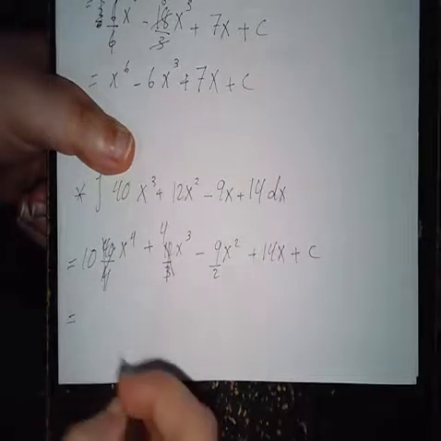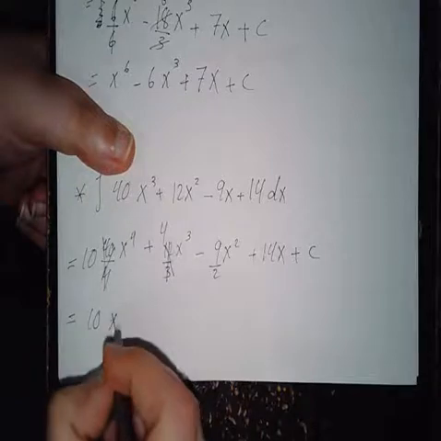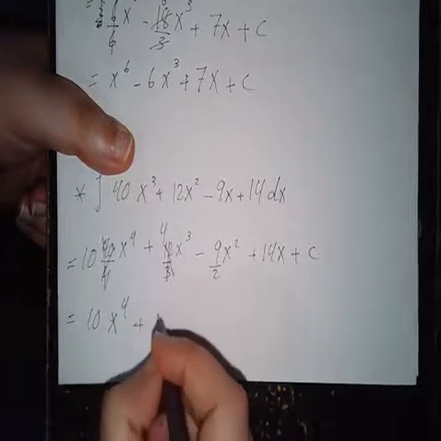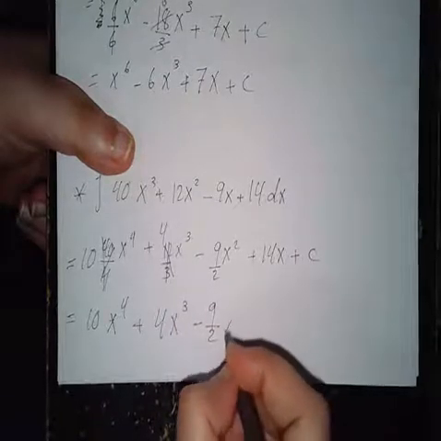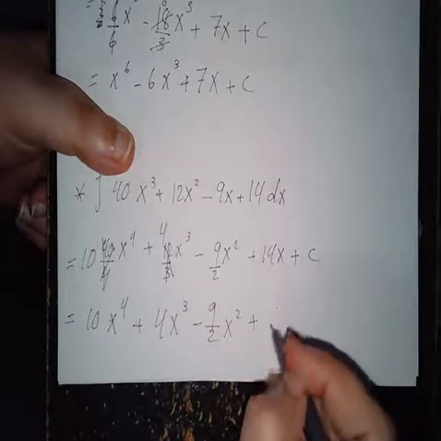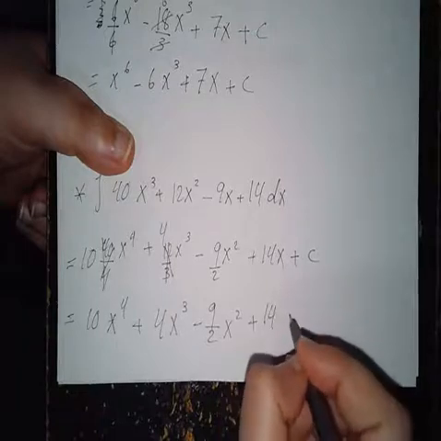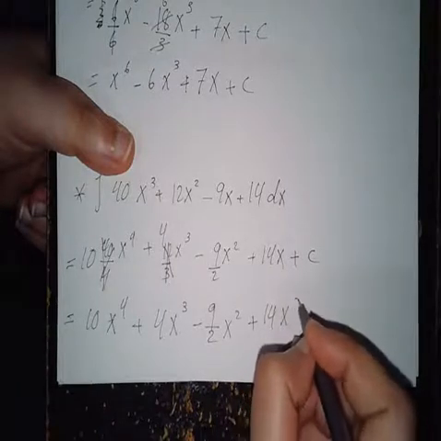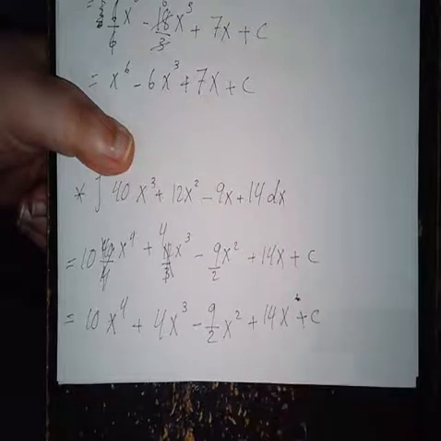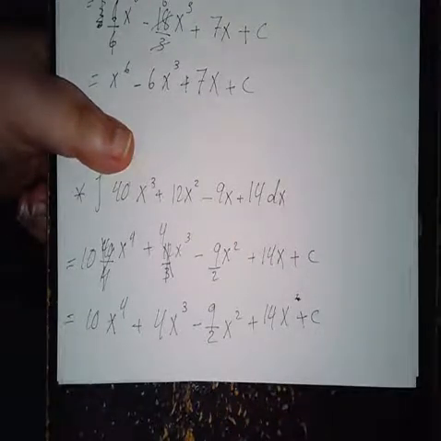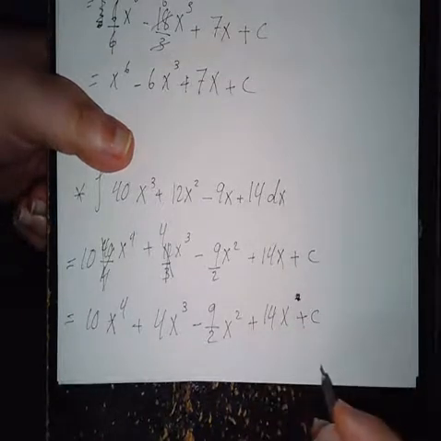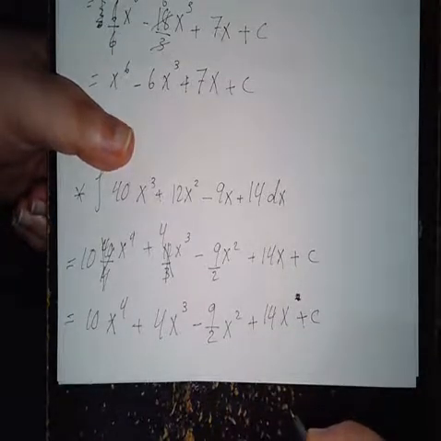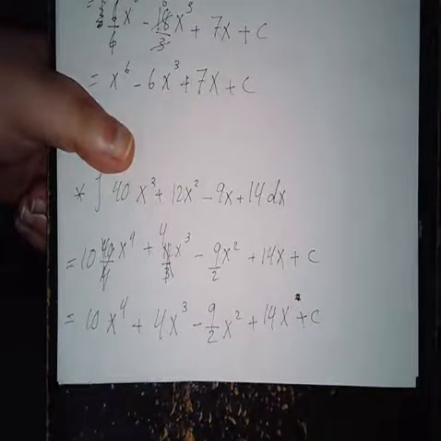So that's your answer. I'm gonna just rewrite it to make it a little clean, easier to copy. So it is 10 times x to the fourth plus 4x cubed minus 9 over 2x squared plus 14x to the first power, ignore that scribble, plus c. That's your final answer. I hope you guys got it right.